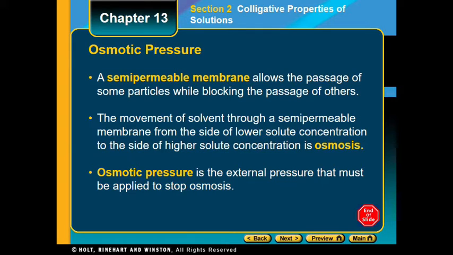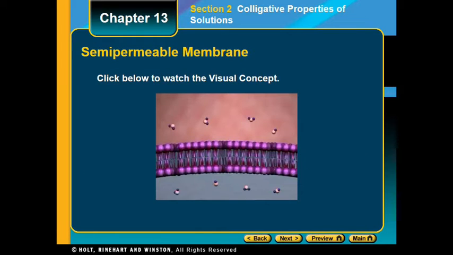And osmotic pressure is the external pressure that must be applied to stop osmosis. So how much pressure is applied to stop osmosis? Doesn't look like this animation works, but in this one right here, it's going to show that your membrane does allow certain molecule types like water to get through it, but larger molecules would not be able to get through the semipermeable membrane, so no larger molecules or ions.